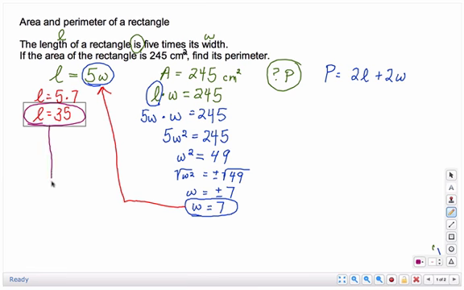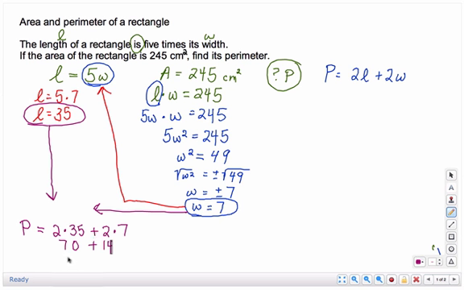So we're going to take both of these things and plug them into our perimeter formula, which is 2 times the length, which is 35, plus 2 times the width, which is 7, and so that's going to give us 70 plus 14, because remember you need to multiply before you add. We're following our order of operations. And 70 plus 14 is 84. And these were centimeters. So this is 84 centimeters is our perimeter.